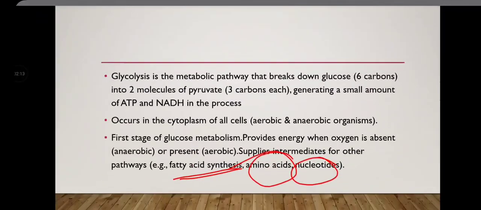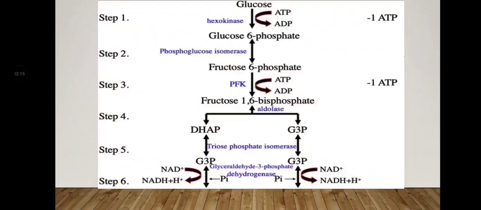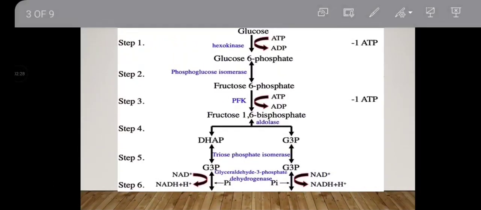That is glycolysis. Now let's look at the pathway. So the pathway is divided into 2 phases. There's what we call the energy investment phase and the payoff phase. In the energy investment phase, ATP is used up. The payoff phase, ATP is regenerated.